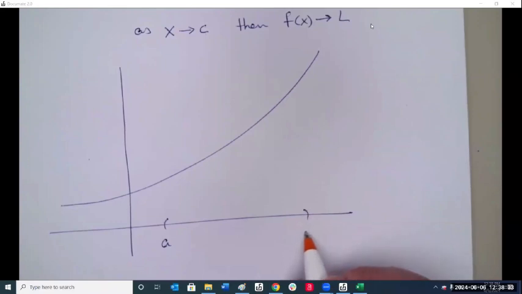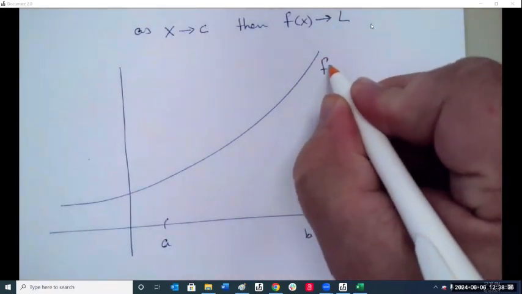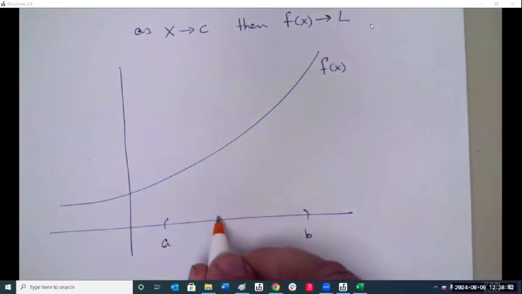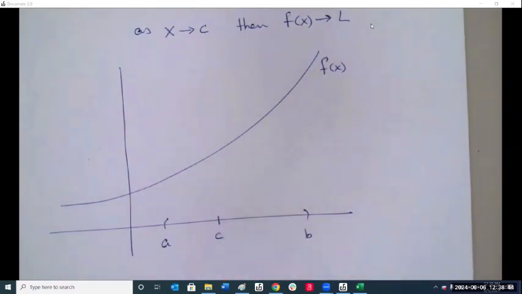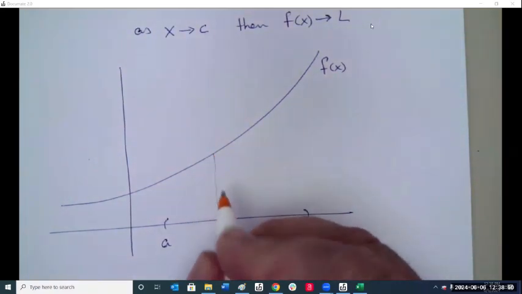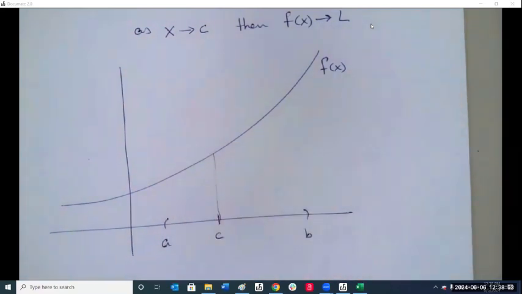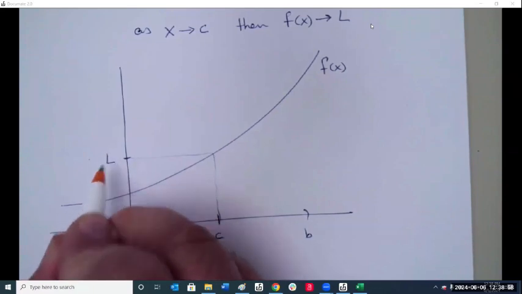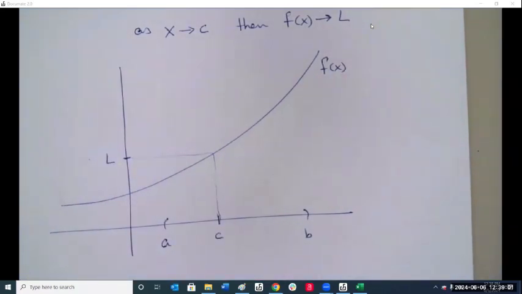Here we have some open interval AB. And this is our function f of x. There's some value C inside that interval AB. It could be open, it could be closed, it could be a hole there. But at f of C, if it exists, it equals value L. So far, that's what we just talked about.